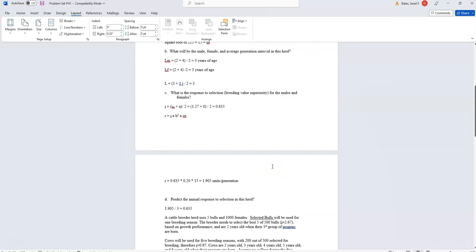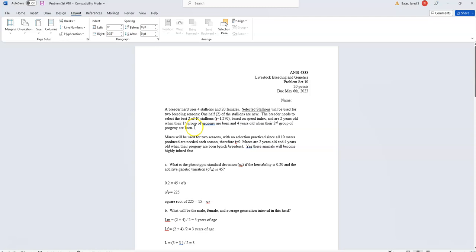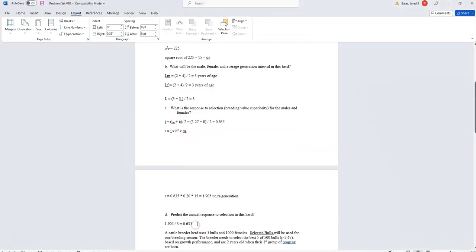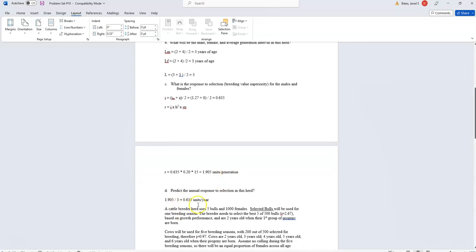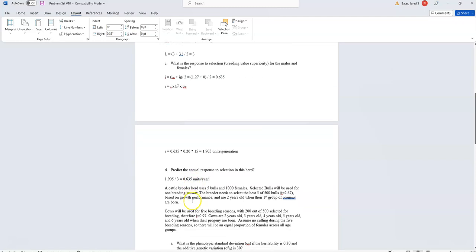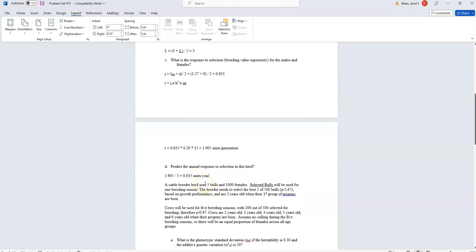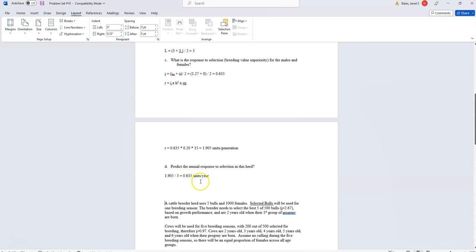So that is how you do these response to selection problems. I'm going to put units on this per year. Because speed index is pretty much unitless, in subsequent problems you would have maybe pounds per year if you were measuring growth and performance, or if you were measuring ribeye area, it might be square inches per year or something like that. So usually you do have actual units on this.